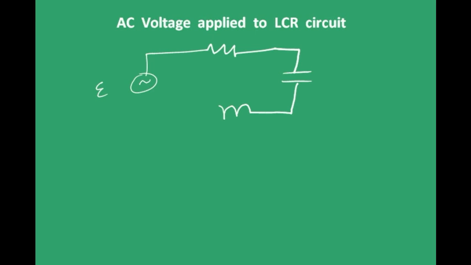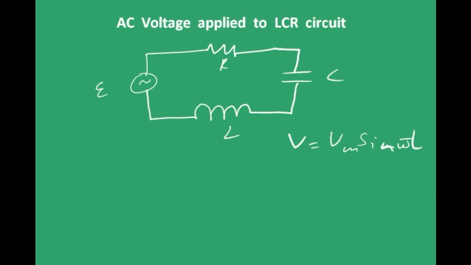Hi friends, in this video we are going to discuss the LCR circuit when it is subjected to alternating voltage. Consider this circuit, where you have a resistor R, a capacitor C, and an inductor L, of inductance L and resistance R, and capacitance C. Let the external voltage be Vm sin omega t as usual.